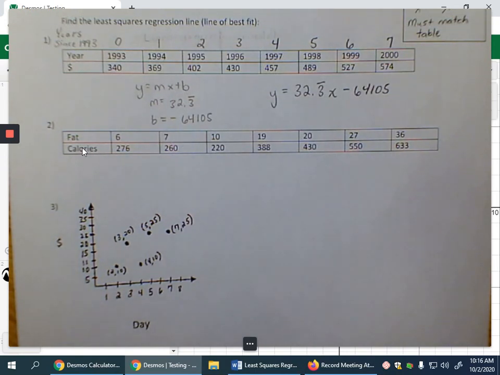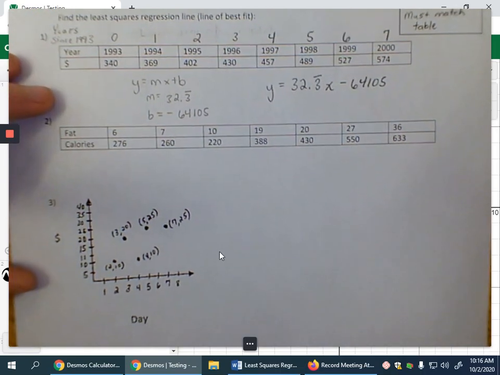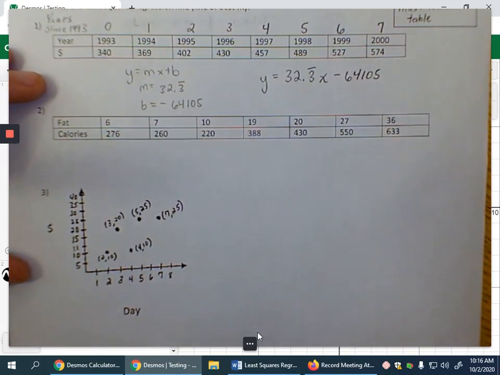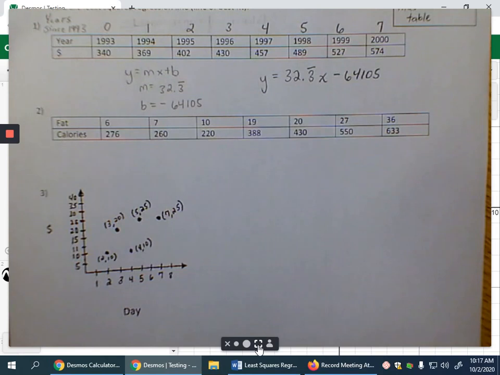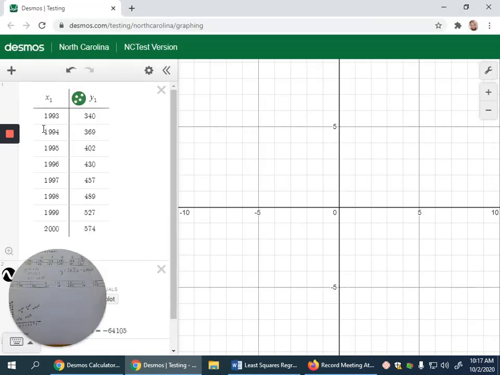You would either clear this out by hitting the X button, or you could add another table if you wanted to leave that up there. Okay, but notice this table is going to put an x2 and a y2 because I've already got a table up there. So I'm going to show you what happens if you have multiple tables and what to do.